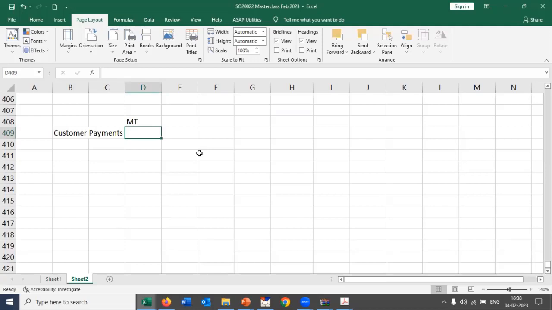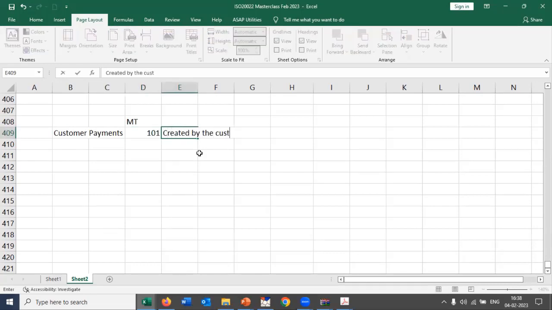LG, they can create an MT101. MT101 is created by the customer, initiating the credit transfer. It can be created by the customer or a bank on behalf of the customer. This is the role of MT101: the customer instructing his bank that I would like to make a payment. So LG says that I would like to make a payment to Sony. This is the role of MT101.